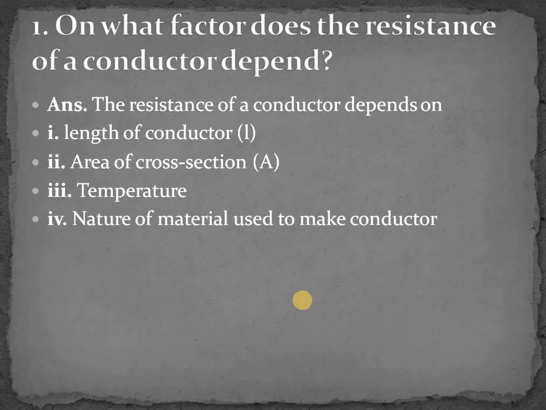Now the fourth part, that is nature of material used to make conductor. Now type of material depends a lot, and if there is a change in material, like if we are using silver, or it could be copper, iron or anything, so the resistance is going to be varied here. So there are 4 factors on which resistance depends.